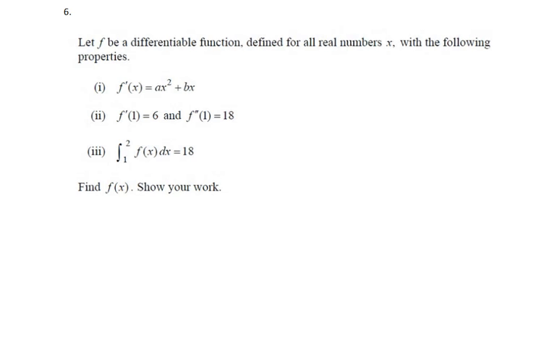Now since I'm given a value for f prime, that is f prime of 1 is 6, and I have the definition of f prime, it seems to make sense that I want to plug in that 1 and see what happens. So f prime of 1 is going to be a times 1 squared plus b times 1, and that's equal to 6. So that just gives me that a plus b is equal to 6.